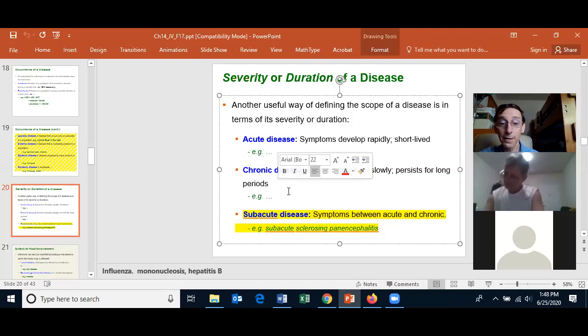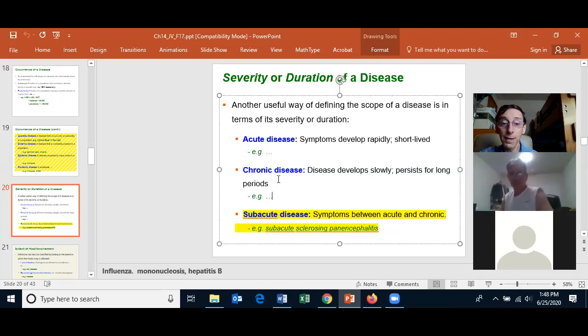Hepatitis B causing liver cirrhosis would be another case of a chronic disease, where it develops slowly, persists for long periods of time, and gets worse for a long period of time. With many of them, like mononucleosis, you do get better. Sometimes in the chronic disease, the patient just gets worse and worse and worse until they eventually die.